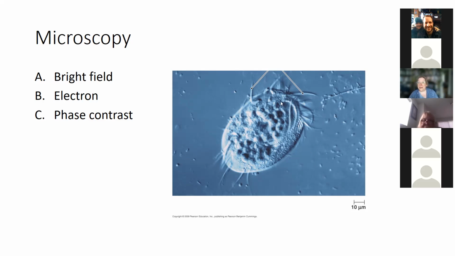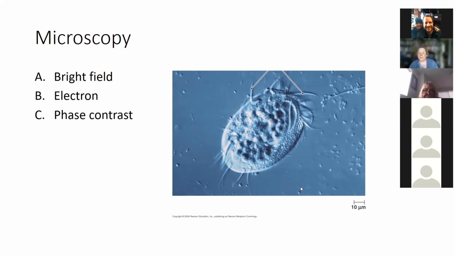In a bright field micrograph, this would look flat because it doesn't have the shadows. See those nice shadows? It's almost like those pictures that we take of the surface of the moon or Mars. Kind of the same thing. You get the shadows and it makes it 3D. If you picked bright field, you were close because phase contrast is a light microscope.